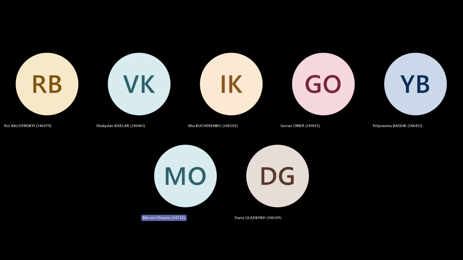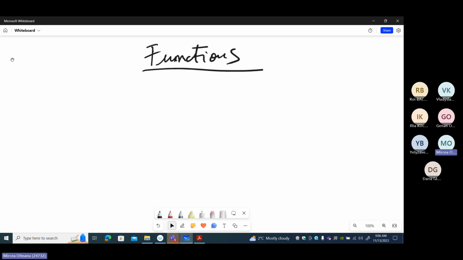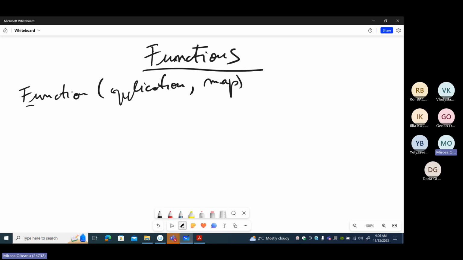Okay, so for this first lesson, I want to review some things about functions and usual functions that we are using in mathematics, some basic facts about them. So the notion of function, also called application or map or transformation. Okay, but the usual name is function.